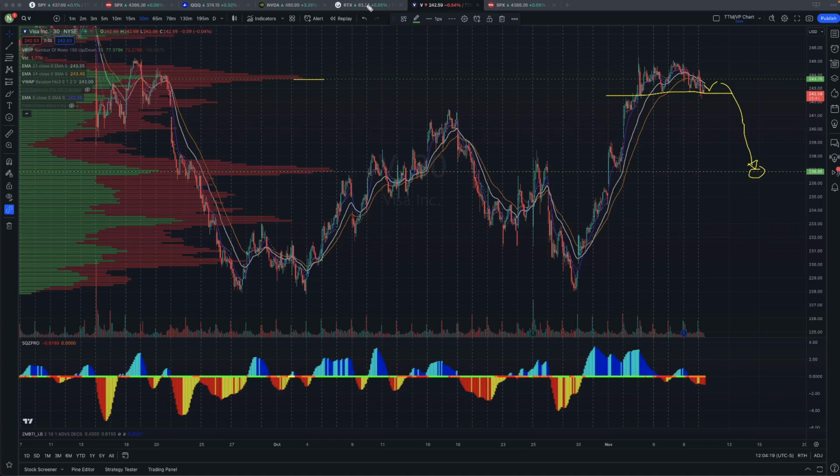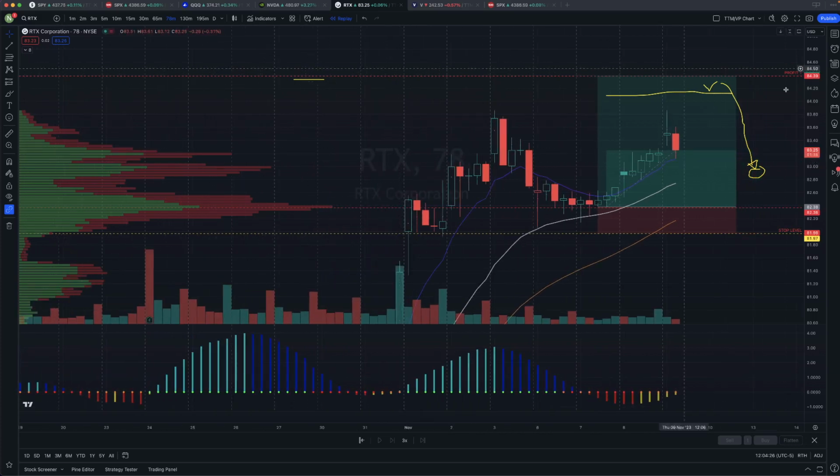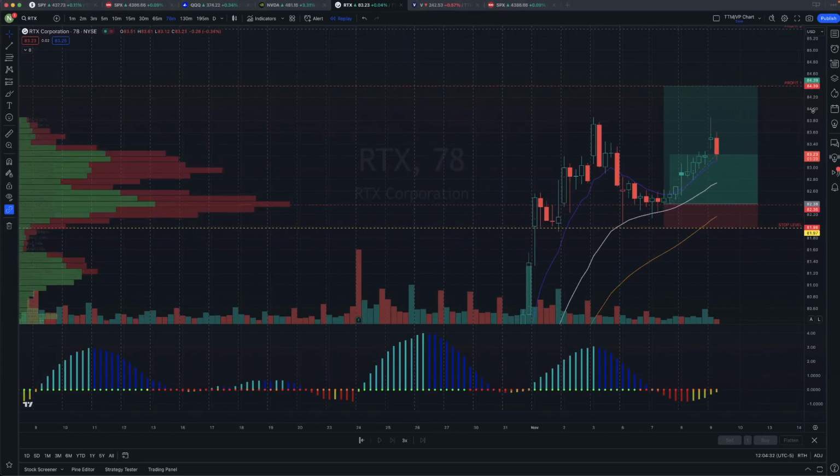When we're talking about a TPS trade, our profit targets are going to be a little bit different because a lot of the time there's not a lot of volume profile above where we're trading.